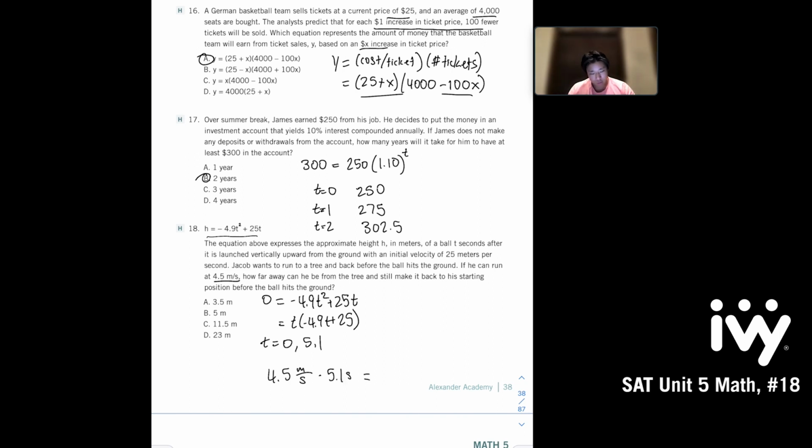That is going to give us 22.96 meters. This is the distance that Jacob will be able to run. So if he needs to run to the tree and back, we're looking for half of this. So the distance is going to be 11.5 roughly. Okay.